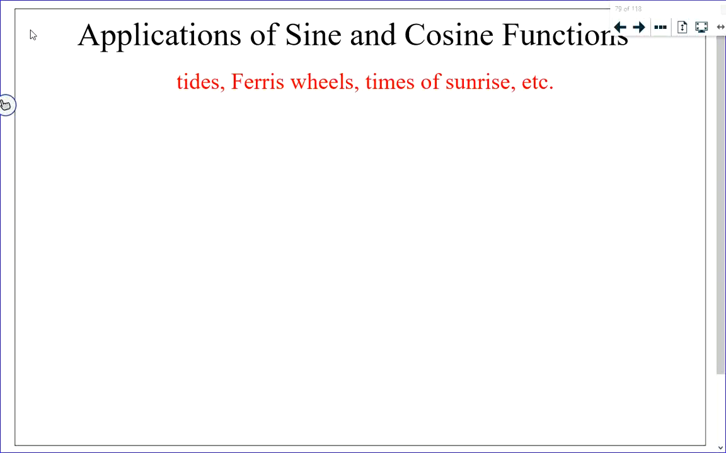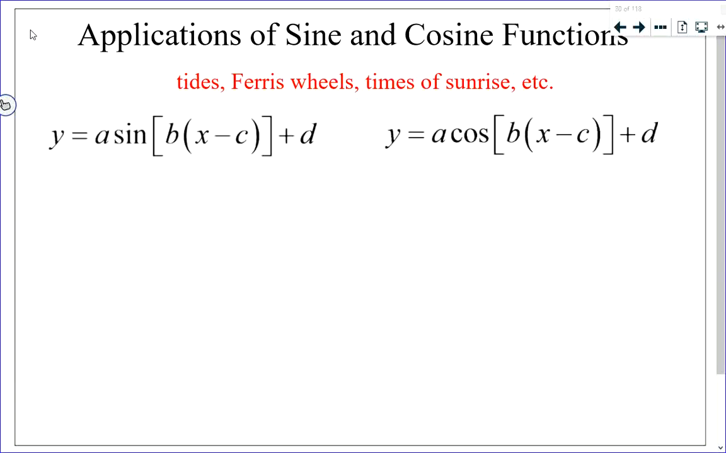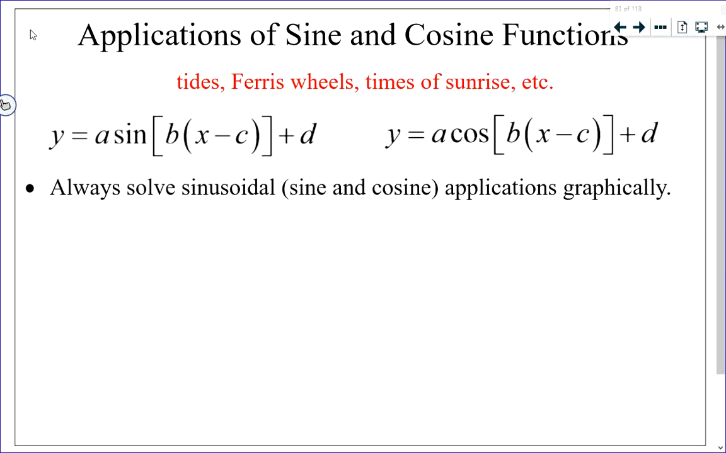Applications of sine and cosine functions. This is where we're talking about tides, Ferris wheels, times of sunrise, frequency of a siren that oscillates. This is where we use these two transformations of y equals sine of theta and y equals cos of theta.